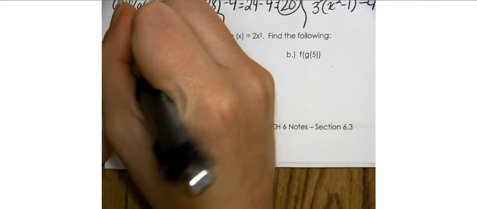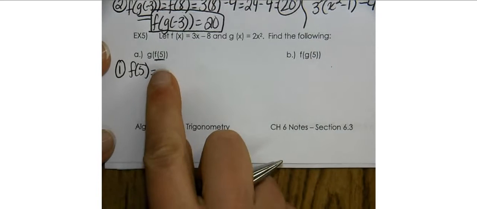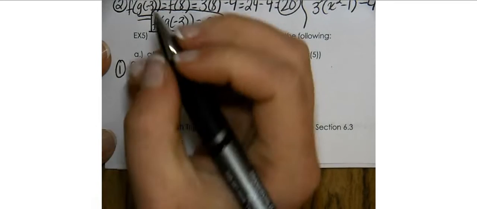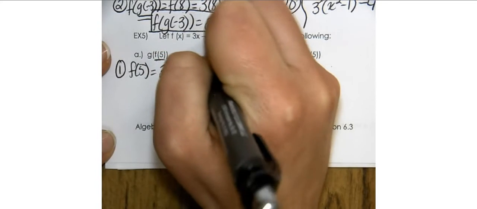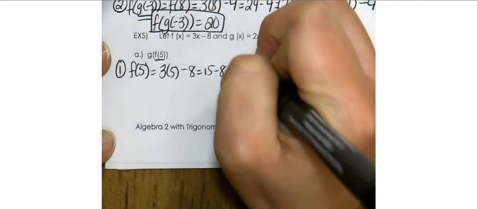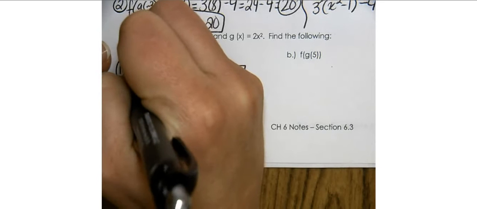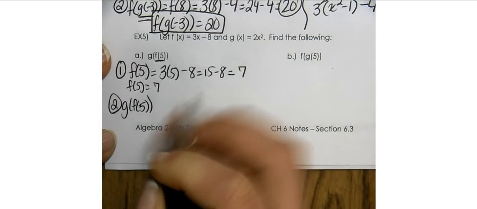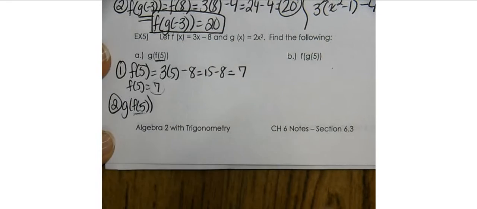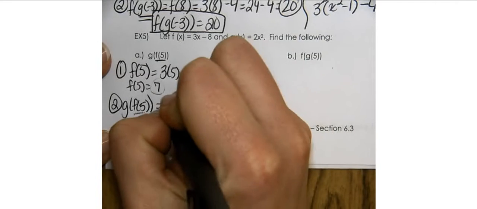So f of 5 means I'm going to substitute 5 into my f function. So that's going to be 3 times 5 minus 8. That's 15 minus 8, which is 7. So f of 5 is 7. So now I'm going to identify what g of f of 5 is. So f of 5, we found that to be the number 7. So I'm going to write g of 7.